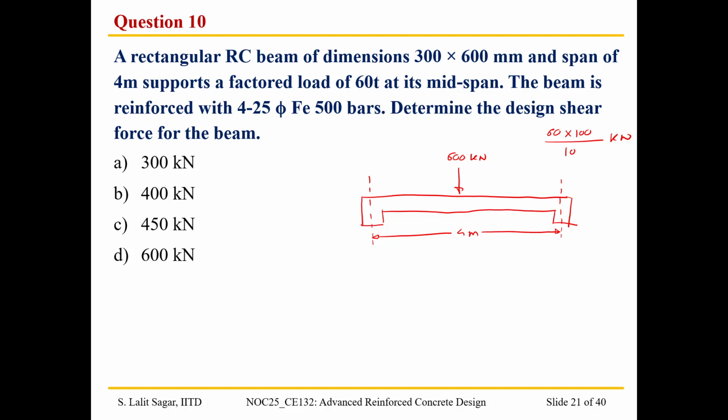So what would be the design shear force? It's quite straightforward. 600 divided by 2 is 300 kilonewton. So again, it's a very straightforward problem. The design shear force for the beam is 300 kilonewton. Option A is the correct response. Moving on.